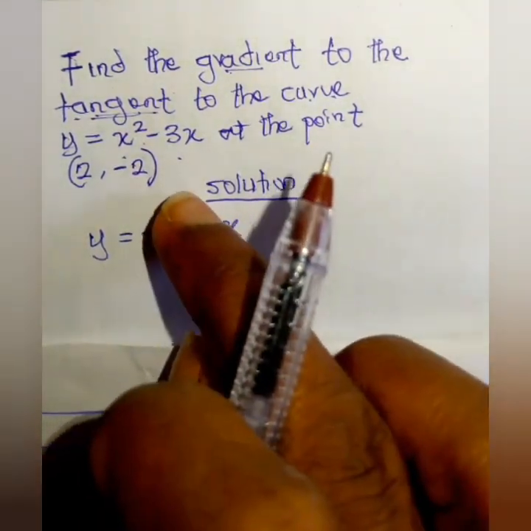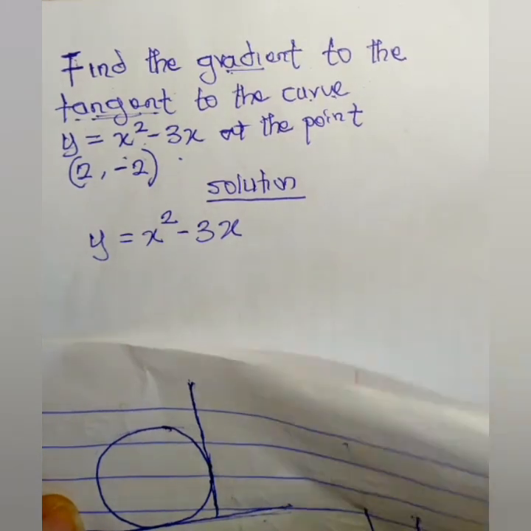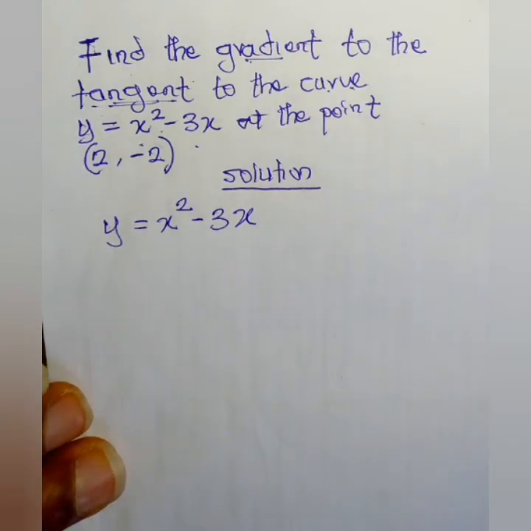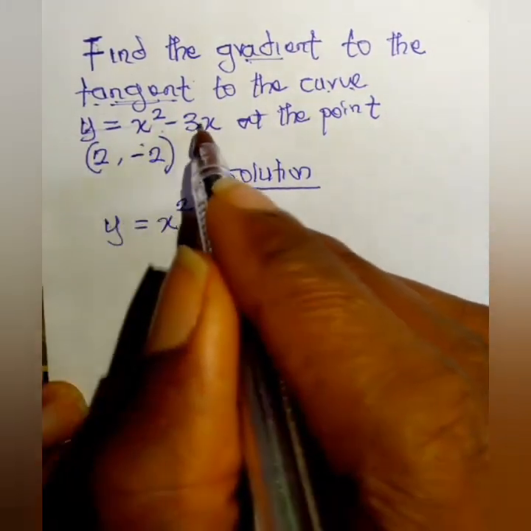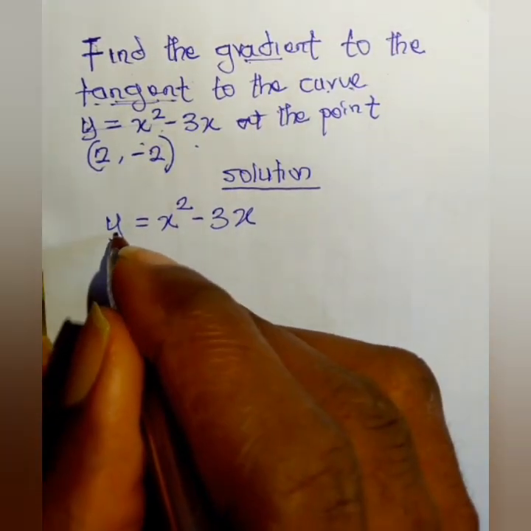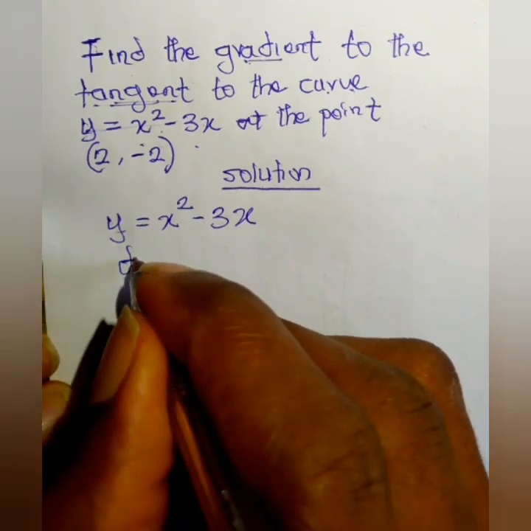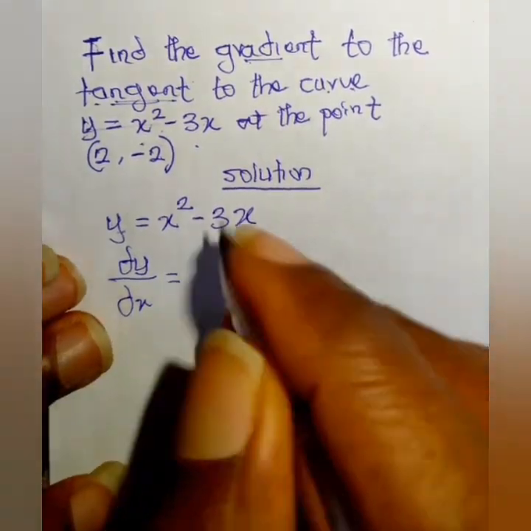In this particular question, we are not going to draw any diagram. We'll solve it straightforward. Now how do we solve it? So first thing I will do, I've written already the function given to me. I have this. Then what do I do next? I will find dy/dx. I will differentiate.